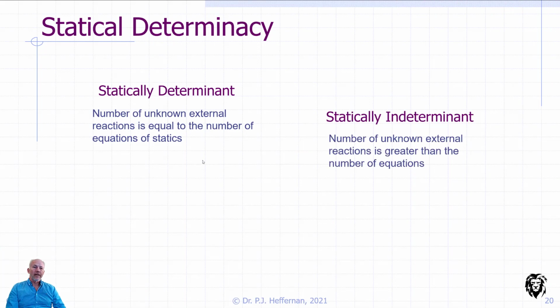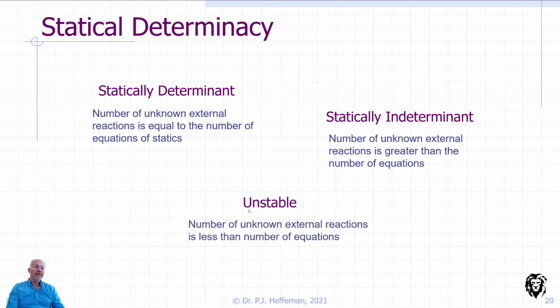So it is indeterminate if the number of unknown external reactions is greater than the number of equations. It's still stable, it's still adequate to carry the load, but it is more complicated to solve, and we can't resolve it simply using the equations of static equilibrium, so it would be statically indeterminate. Something is unstable if the number of unknown external reactions is less than the number of equations of static equilibrium. So we haven't provided the structure adequate support to carry the loads, and that can be determined by comparing the number of external reactions to the number of equations of static equilibrium.